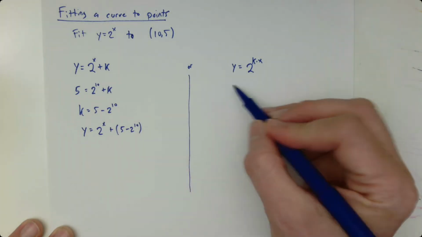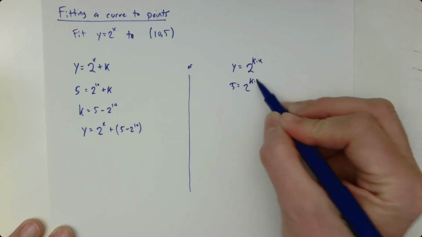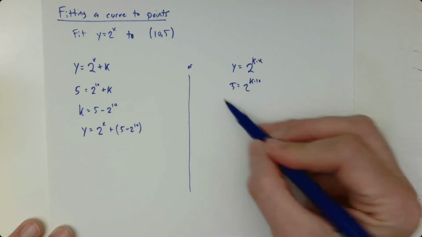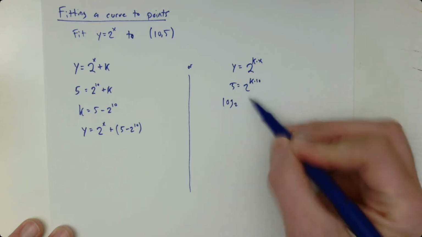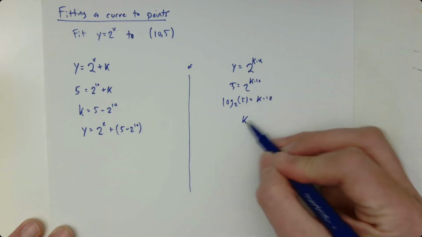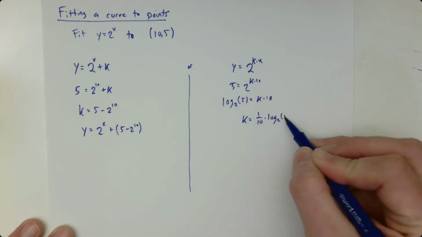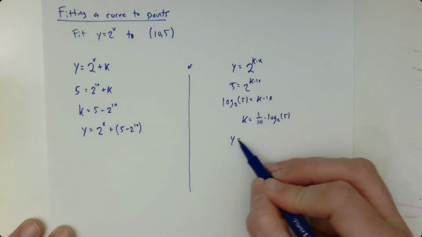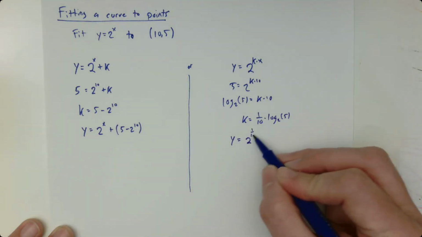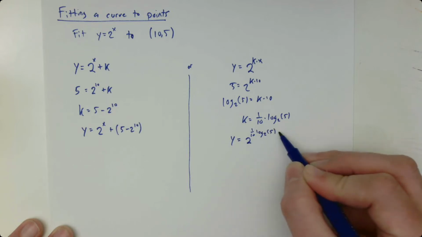On this side, if we plug in a y value of 5 and an x value of 10, in order to solve for k, we take log base 2 of both sides to undo that exponential. And then we divide by 10. So k is 1/10 log base 2 of 5. And then we could rewrite our original equation this way: 2 to the power 1/10 times log base 2 of 5 times x.